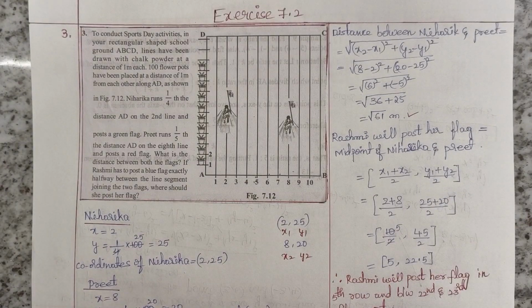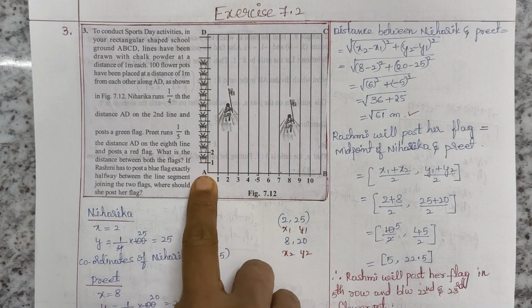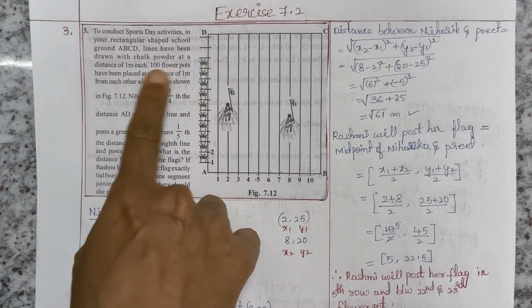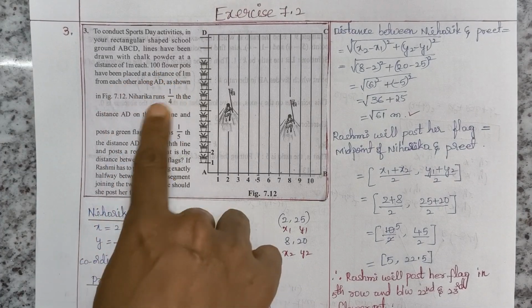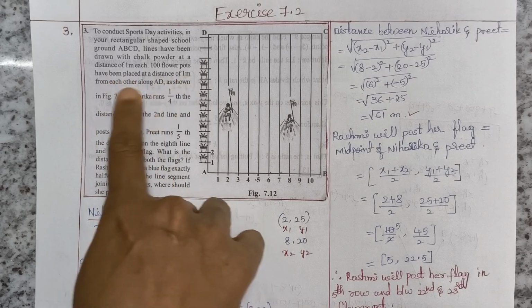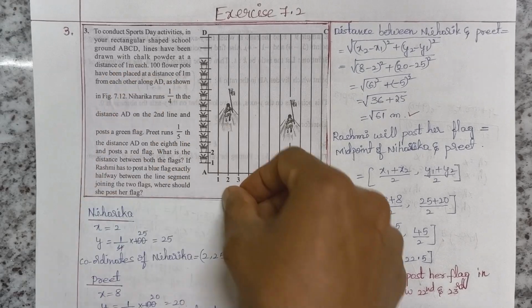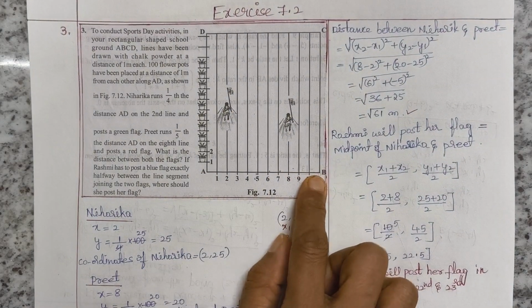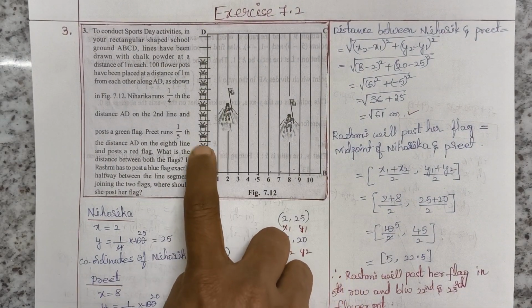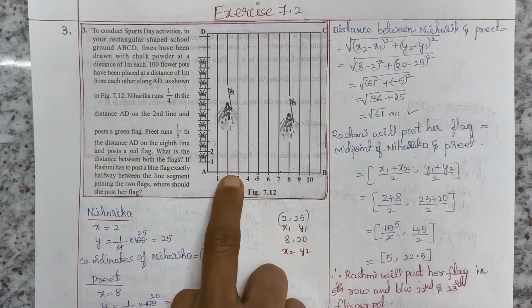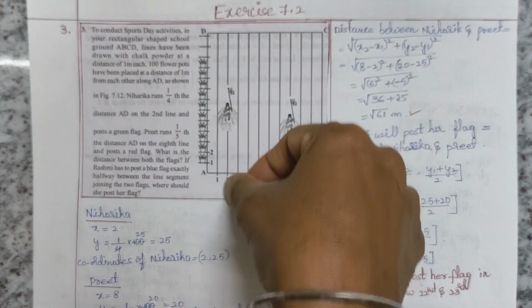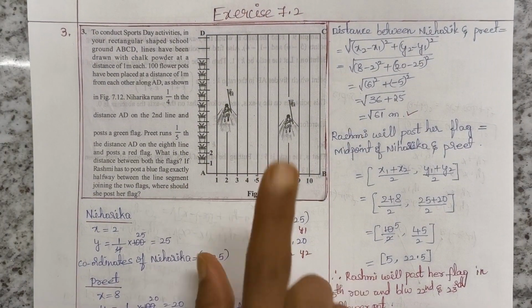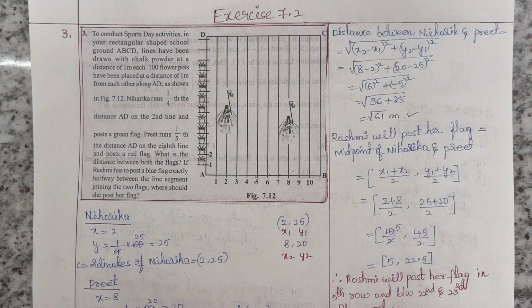Carefully listen to the question. See here, a rectangular garden is there, with lines drawn with chalk. Here flower pots are placed along AD, as shown, and the lines are drawn with chalk powder. These flower pots are at 1 meter distance. Like these lines with chalk powder, they draw in the ground. I think you already know that in a playground they will do like this.